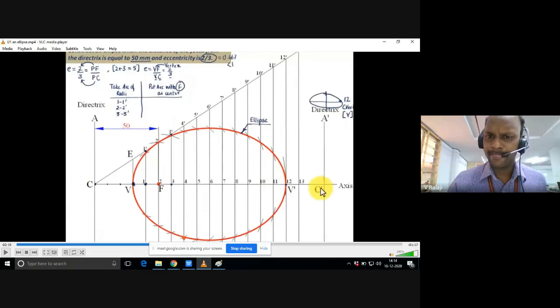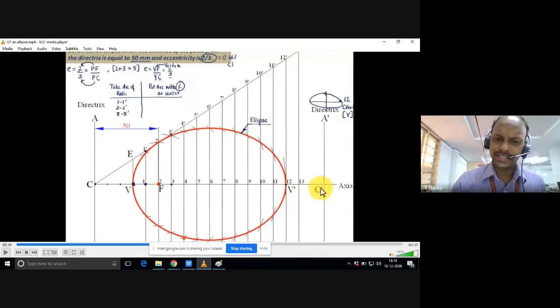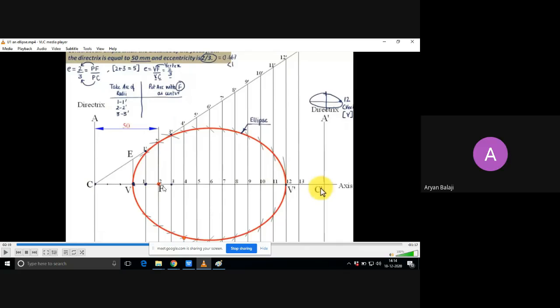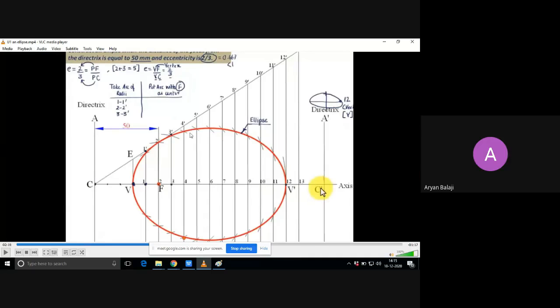Anything else? Sir, for all the arcs, the center is the focus, sir. Yes, exactly, but the radius is changing. First radius is 1 dash, next radius is 2 dash. What should be the measurement in the compass while taking the arcs? You are asking the same question again and again. First radius is 1 dash, second radius is 2 dash. The radius is increasing, right? Okay, sir. Understood. Thank you, sir.